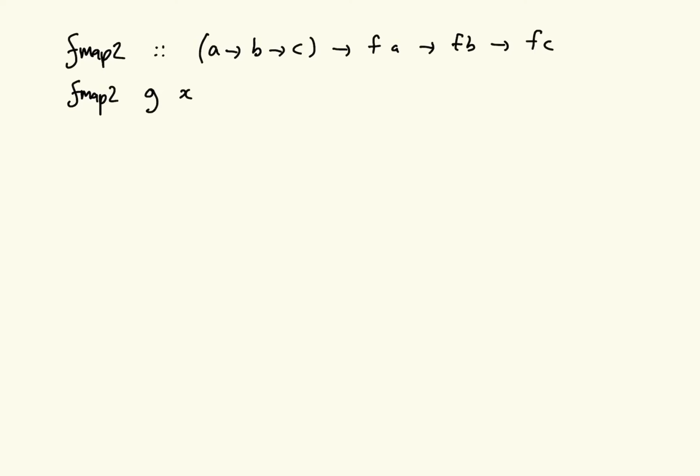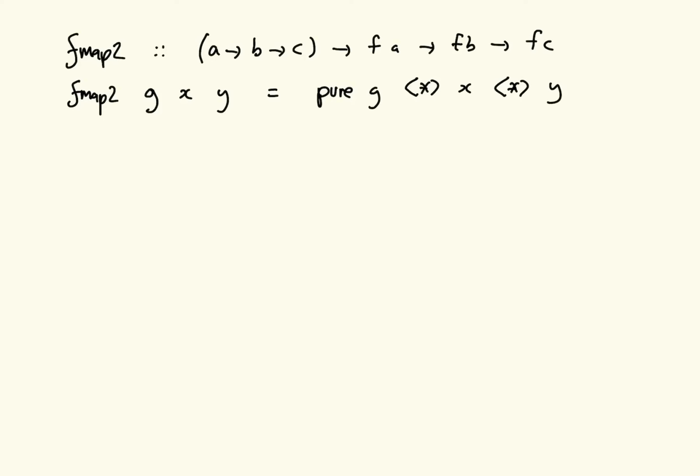Let's have f map of 2. If I wanted to define f map of 2, it's got type a to b to c. It takes a function of 2 arguments, a and b, and then we're going to take an f of an a and an f of a b, and we're going to get back an f of a c. And I can define this completely straightforwardly if I wish to using applicative style. I take my function g, I take my 2 data structures x and y, and I'm going to simply use applicative style here. I'm going to write pure of g applied to x applied to y.